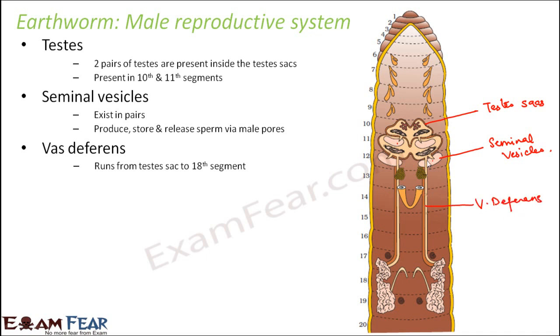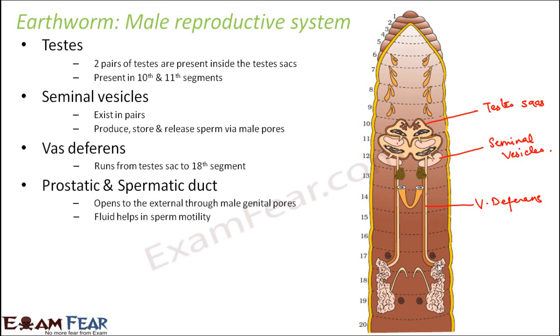So if you see, it starts running from the testis sac. So this was the testis sac, correct? So from testis sac, it runs up to the 18th segment. So almost around 18th segment, it runs till there. So it is a tube-like structure which is used to carry the sperm. So once the sperm is released from the seminal vesicles, this will carry it.